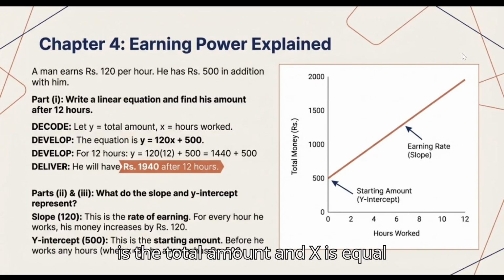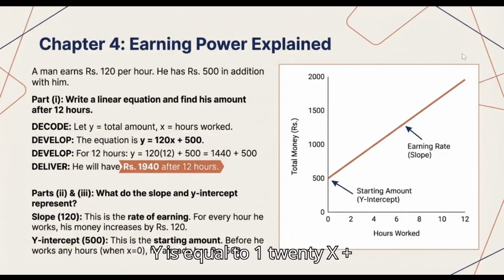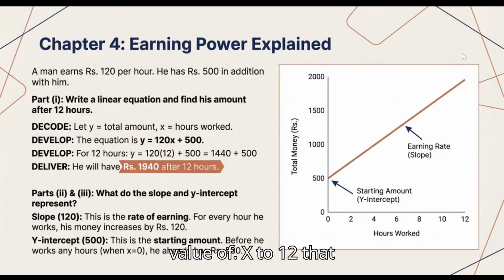Suppose y is the total amount and x is equal to the hours worked. The equation will be y is equal to 120x plus 500. For 12 hours, we will change the value of x to 12. That means 120 into 12 plus 500.